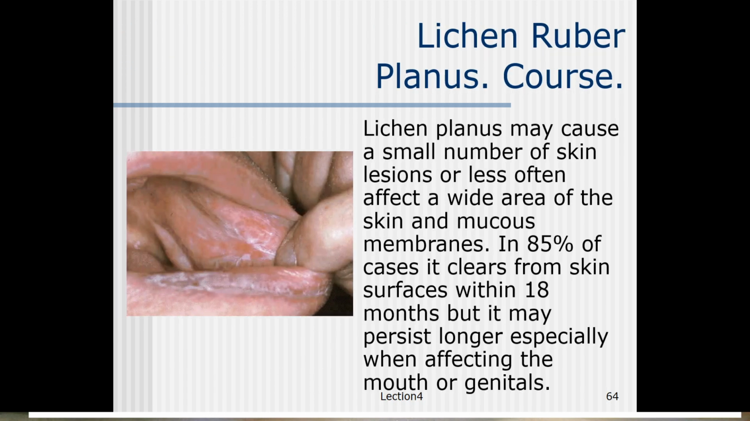Lichen planus may cause a small number of skin lesions or, less often, affect a wide area of the skin and mucous membranes. In 85% of cases it clears from the skin surface within 18 months, but it may persist longer, especially when affecting the mouth or genitals, the mucous membranes.